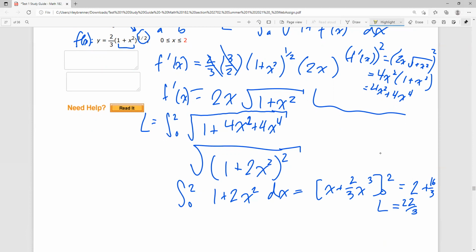Oh, the highlighter tool is not working. That's a shame.